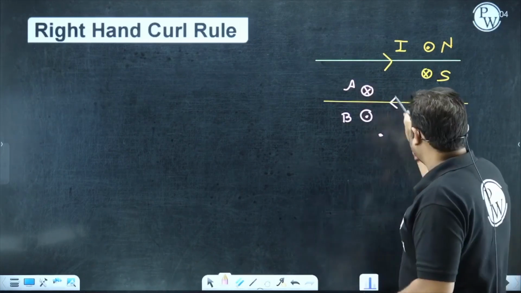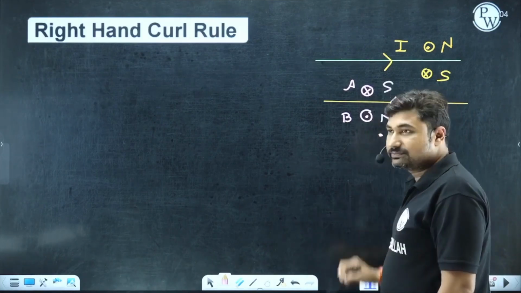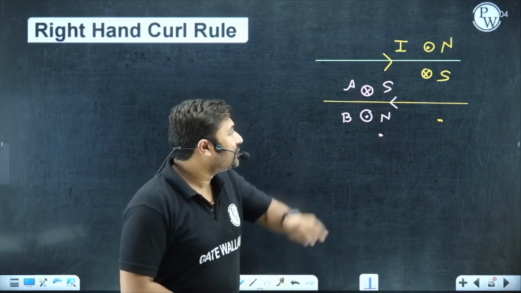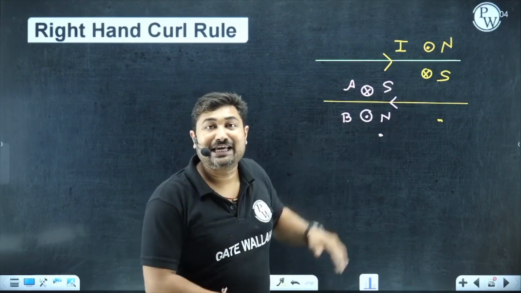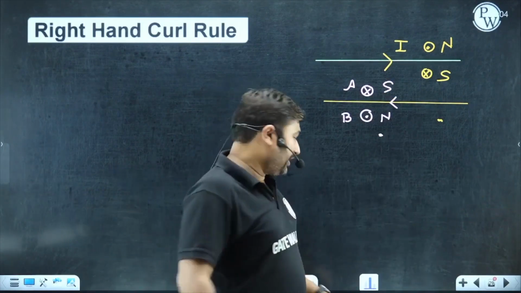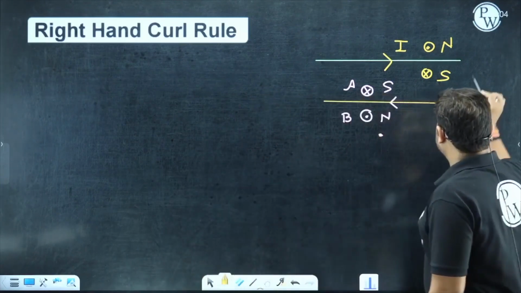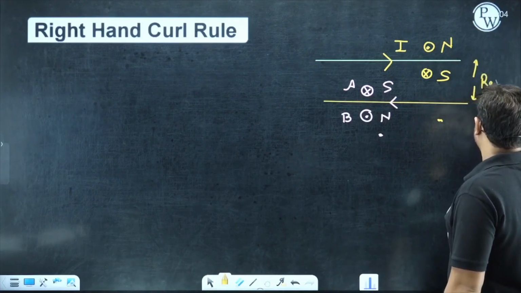Yes, sir. So we can mark this as south, this as north. You can feel that if we have two wires carrying current in opposite directions, then they will feel a repulsive force. If we have two wires placed near to each other and they carry current in opposite directions, they will feel a repulsive force.